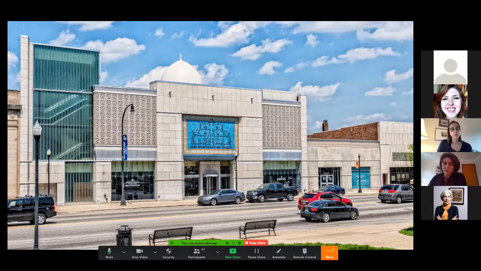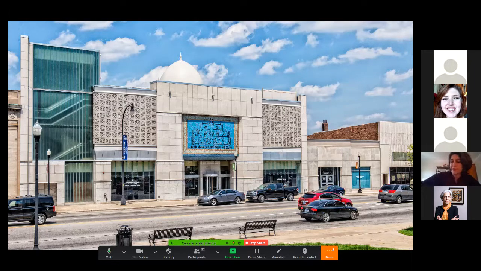The Arab American National Museum is located in Dearborn, Michigan, and it's the first and only museum of its kind in the United States. It was founded in 2005, and it remains the only museum that's dedicated to sharing the history of the Arab American community in the United States, and sharing the narrative and experiences of that community.